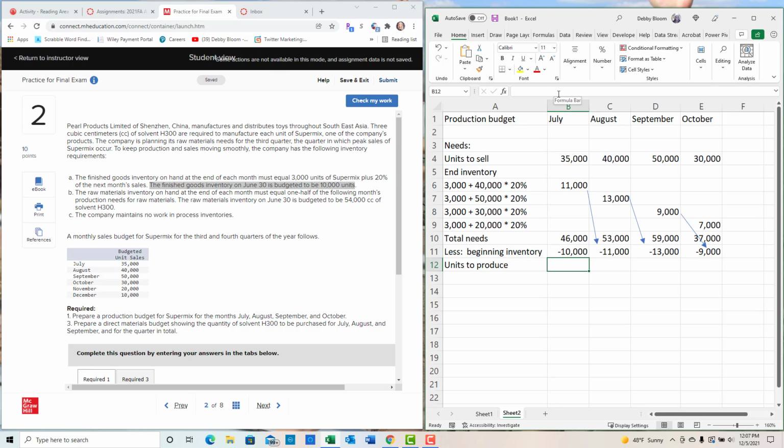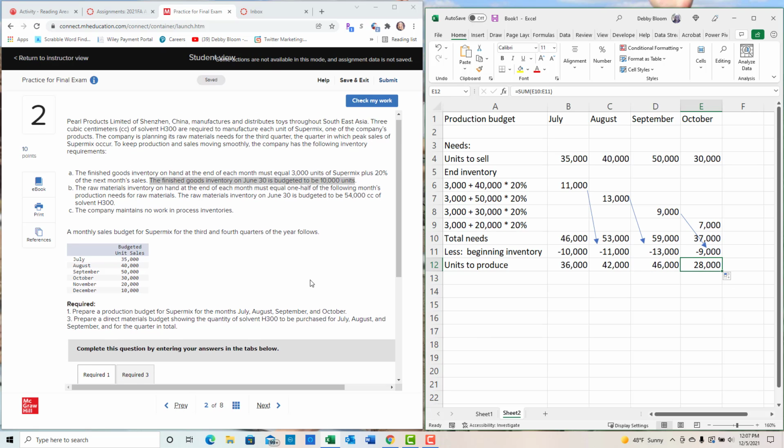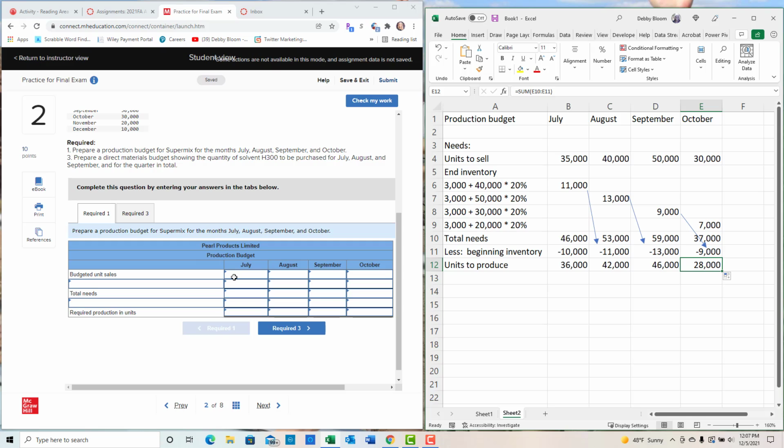So for my units to produce, all I want to do is take the total needs and subtract the beginning inventory. So 46,000 minus 10 is 36,000. 53,000 minus 11,000 is 42. 59 minus 13 gives us 46, and 37 minus 9 gives us 28,000. So to fill in our chart, we have all the numbers that we need.